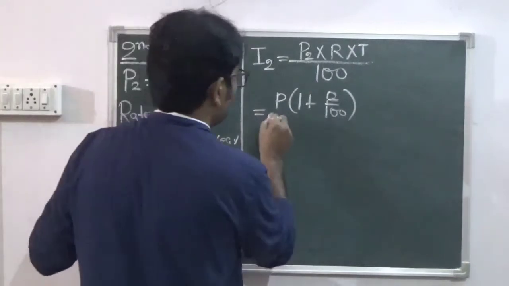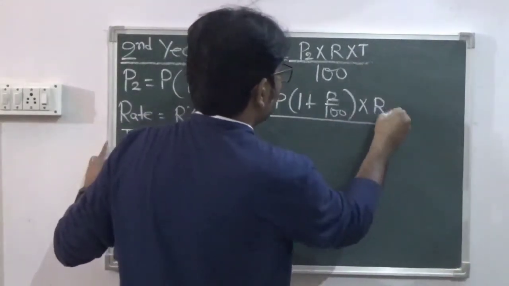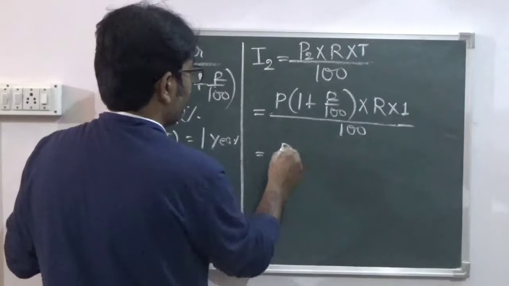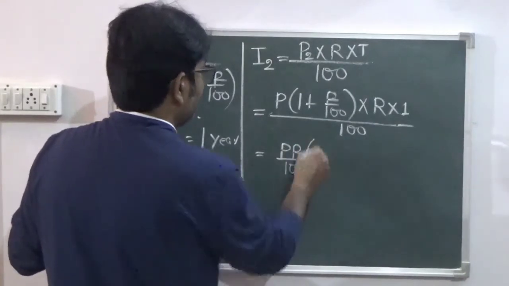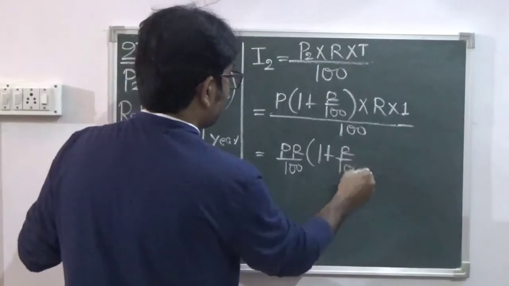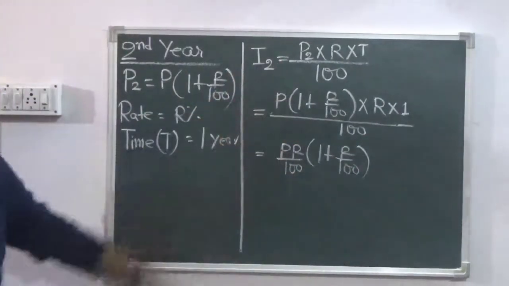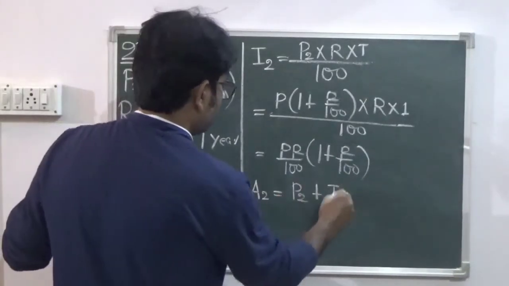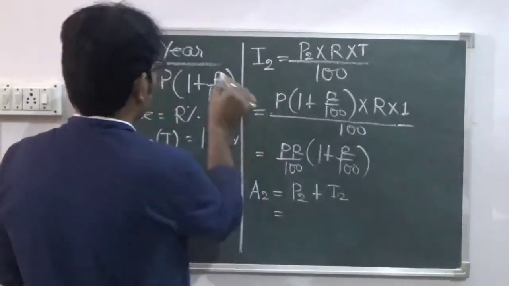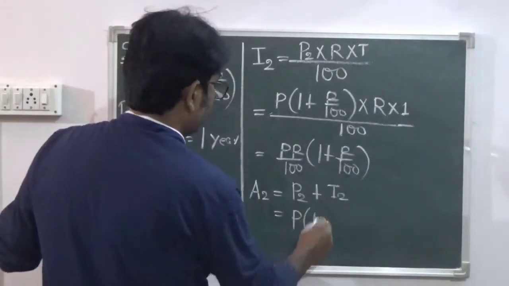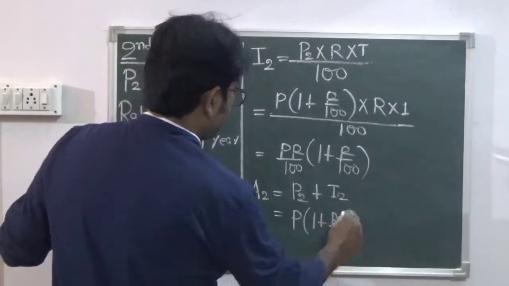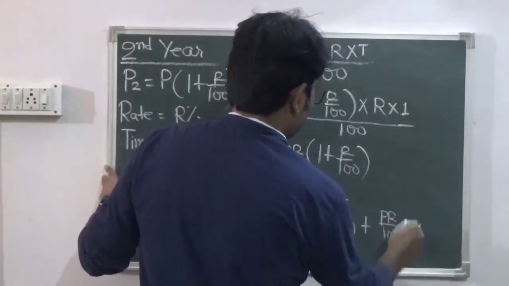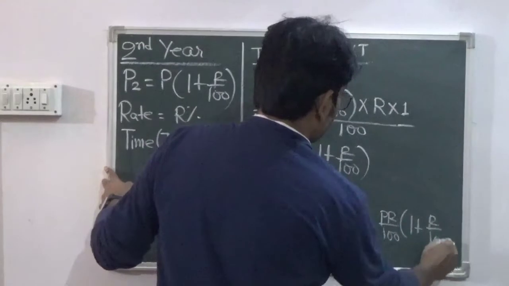So this is P into 1 plus R by 100 into R into 1 by 100. So this comes to PR by 100 into 1 plus R by 100. So this is the interest for the second year. Now to find the amount, A2 is P2 plus I2. So what is P2? P2 is this one, that is P into 1 plus R by 100, plus I2 is this one, that is PR by 100 into 1 plus R by 100.